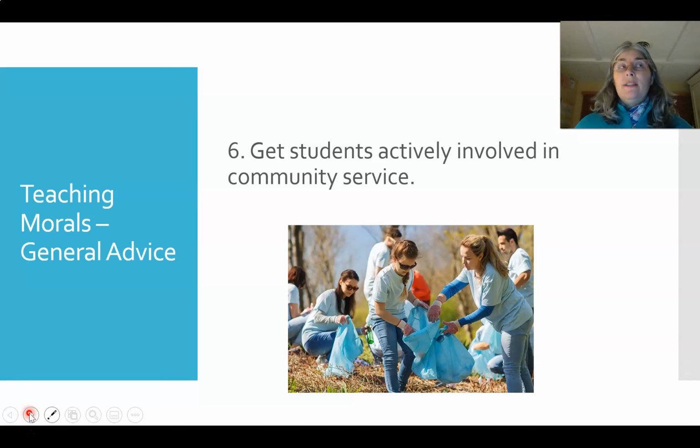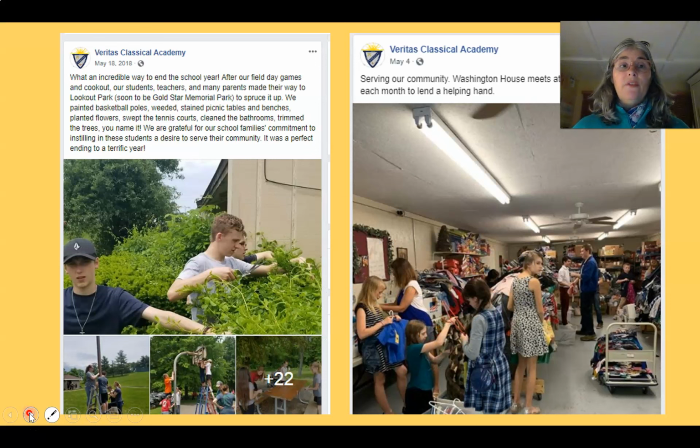Get your students active with community service. So whether you want to use service learning, volunteering, philanthropy work, get them out there helping. And that time that they spend helping others can be quite beneficial in their own development. Here we have, again, this is Veritas Classical Academy in Marietta, where my daughter used to attend. At the end of every year, we'd have a big picnic. But the picnic wasn't just about having a picnic.